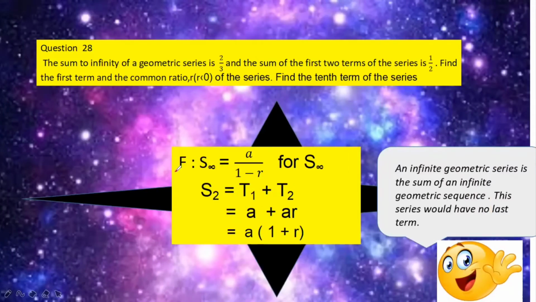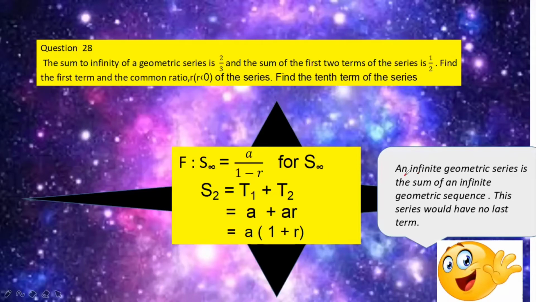The next step is F, which is formula. List out the formulas relating to the given information in the question, which is S infinity equals A divided by 1 minus R. Next, sum of the first two terms is T1 plus T2 equals A plus AR. You factorize the A, equals A(1 plus R).